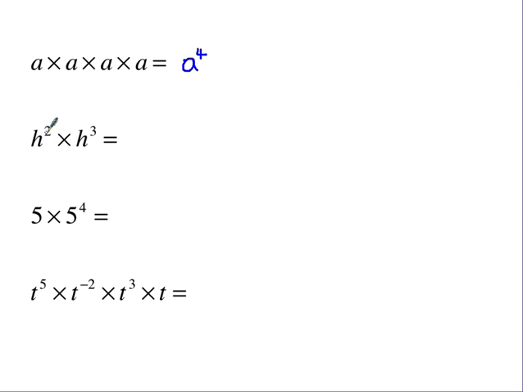Similarly, in the second question, we've got h squared. h squared means h times by h. And now I'm going to multiply that by h cubed. So I'm effectively timesing that by another 3 h's, like so. So this would now be written as h to the power of 5.